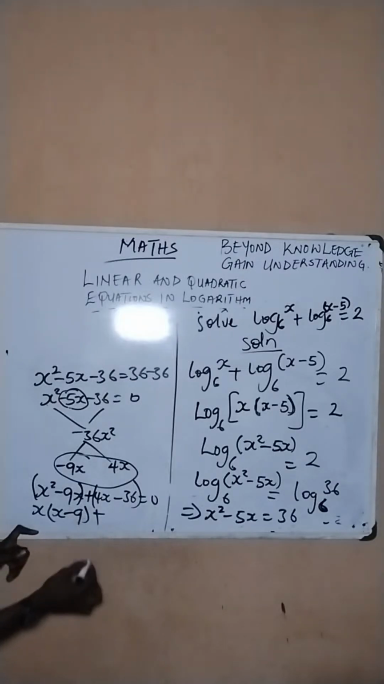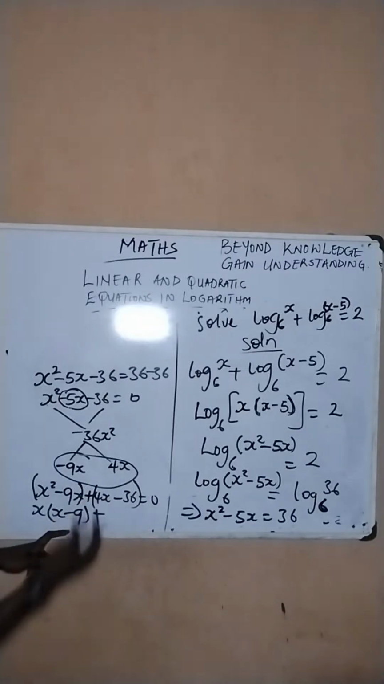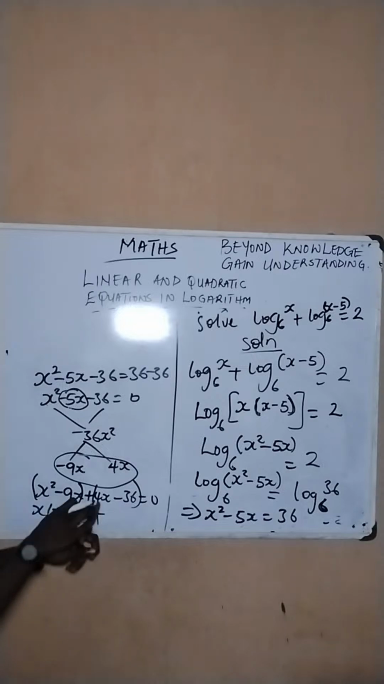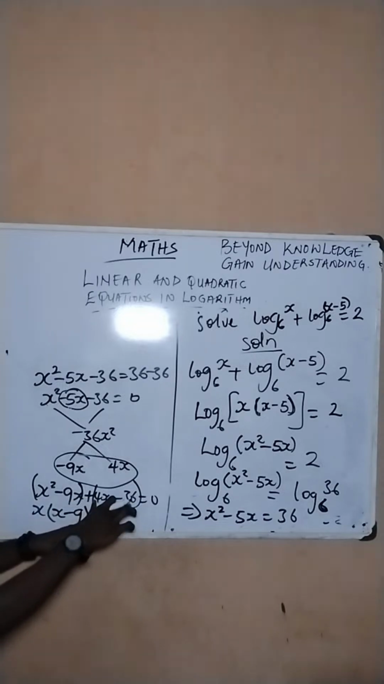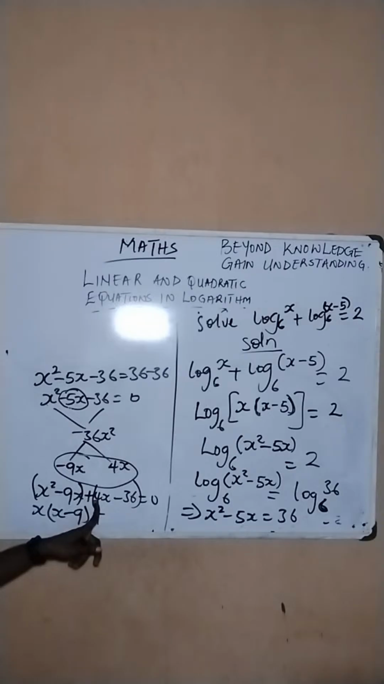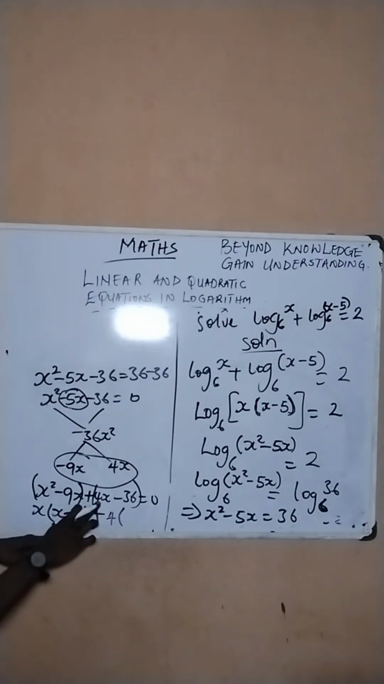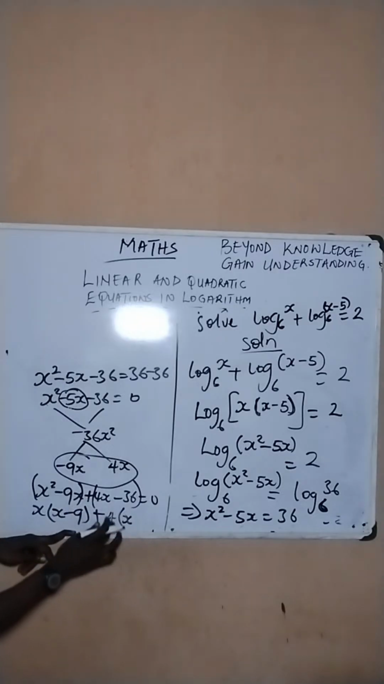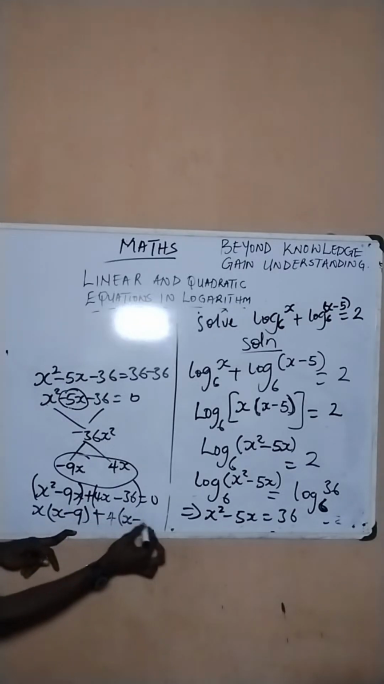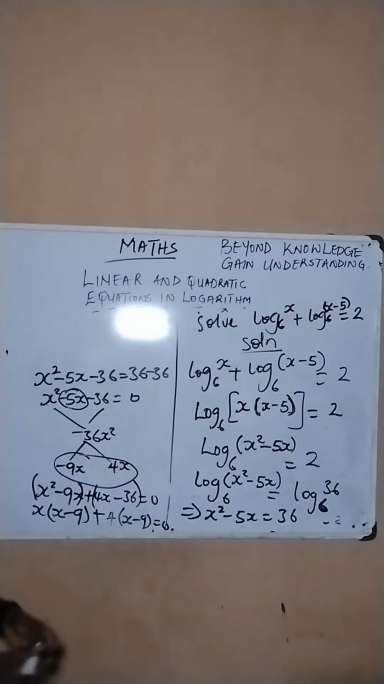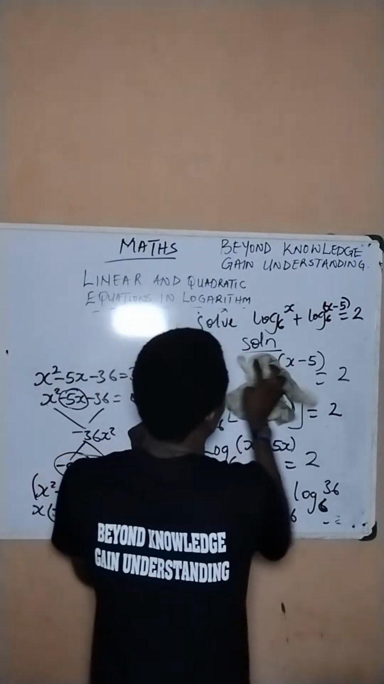Then plus, what is common here? What can be factored out? Well, 4 is here, and I can also use 4 to divide 36. So it seems that 4 is common. So bring out 4. Open a bracket. 4 divided into 4x leaves you with x. 4 divided into negative 36 will leave you with negative 9, equal to 0. So I'm going to clean up here to continue.